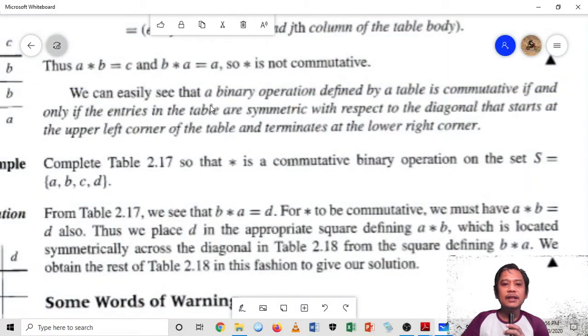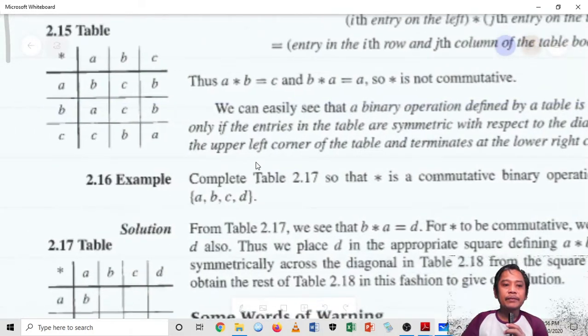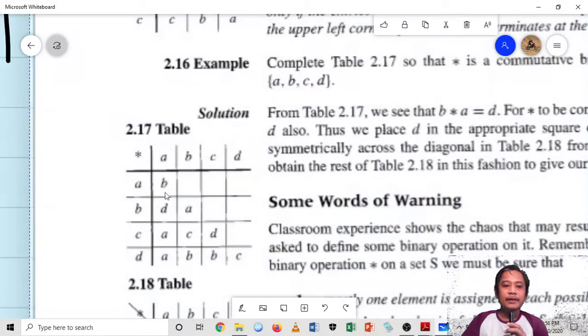We can easily see that a binary operation defined by a table is commutative if and only if the entries in the table are symmetric, or mere reflection, with respect to the diagonal that starts at the upper left corner of the table and terminates in the lower right corner. That means this line here. So the other entries should be symmetric with respect to this diagonal.